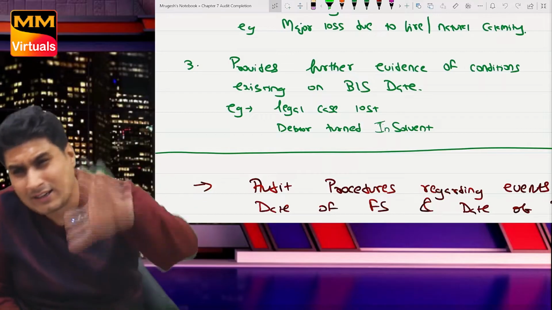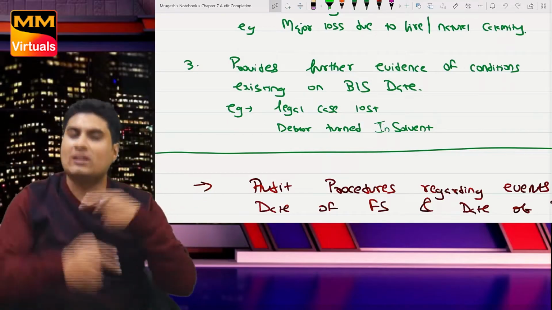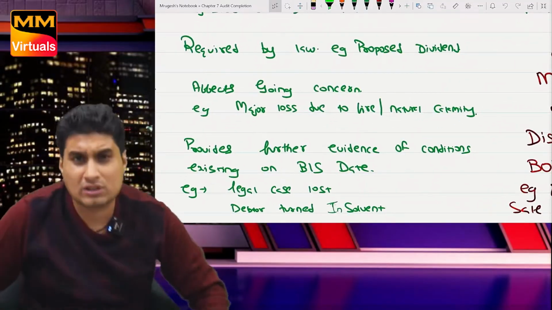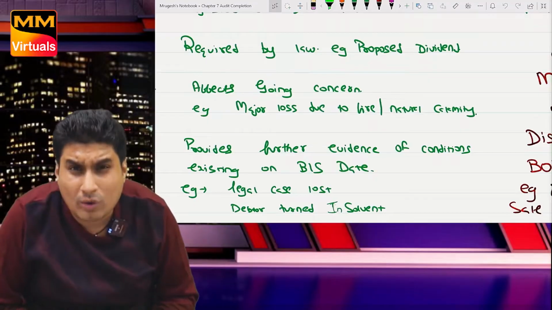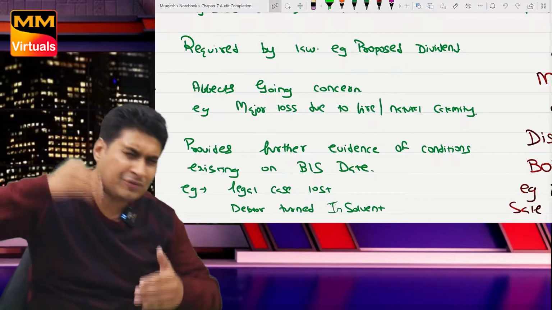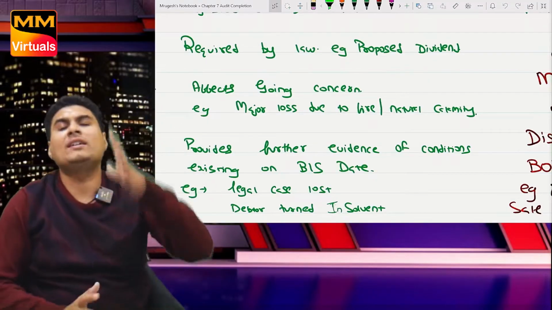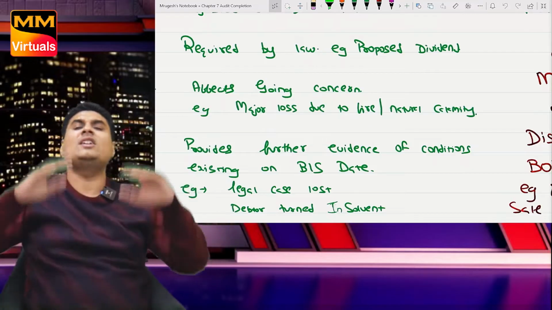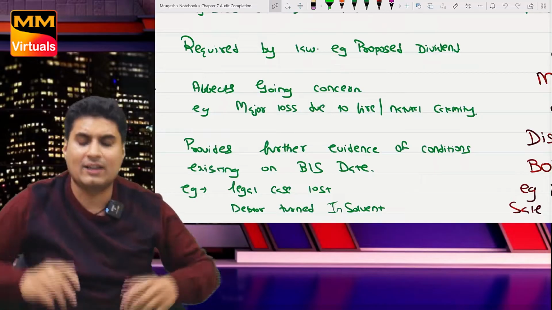It is all taught in AS4. I am just doing revision. Number one, required by law, example proposed dividend. Number two, affects the going concern. Number three, provides further evidence of conditions existing on balance sheet date. On balance sheet date there was a condition and we got further evidence of those conditions.